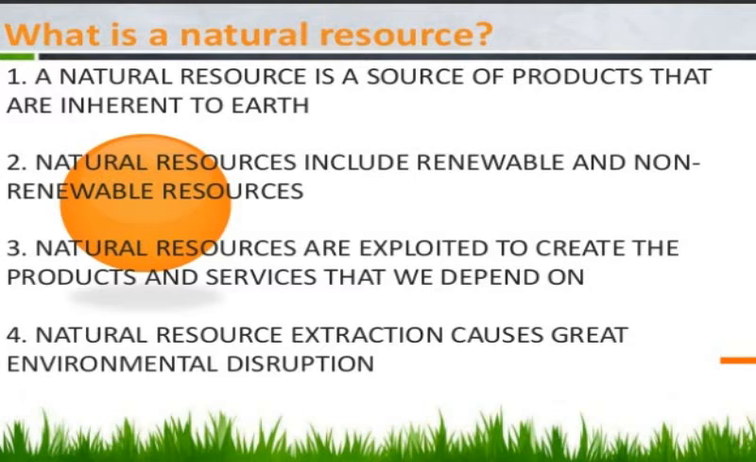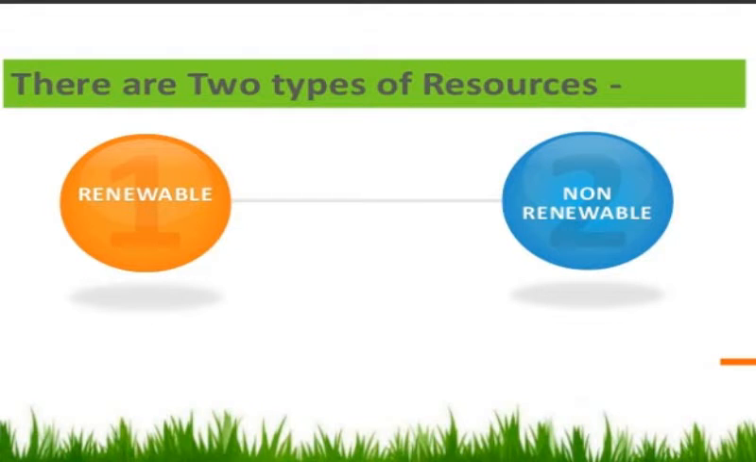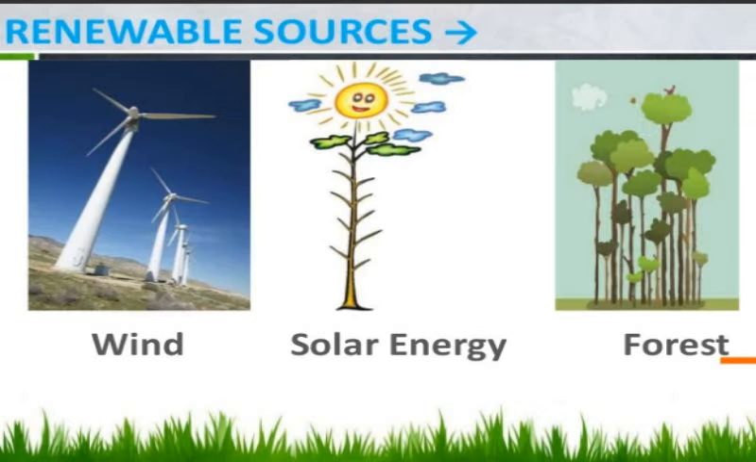Natural resource extraction causes great environmental disruption. There are two types of resources. The first one is renewable and non-renewable. So what are renewable resources? In this picture you can see samples of renewable resources. They are wind, solar energy and forest.